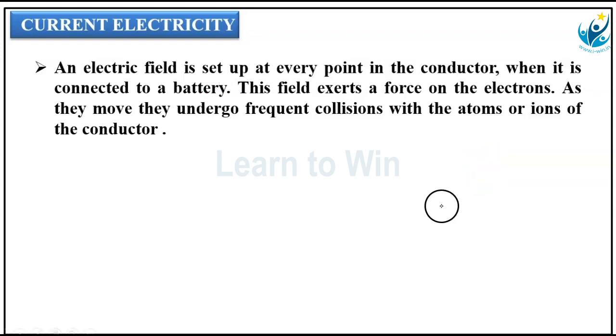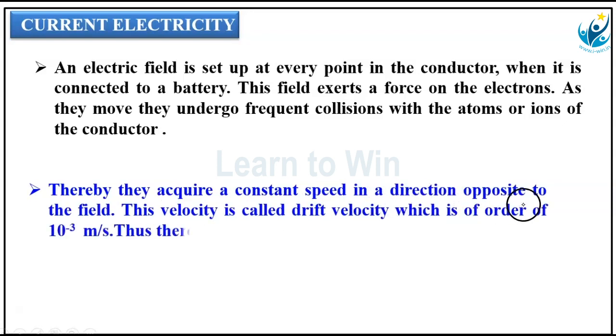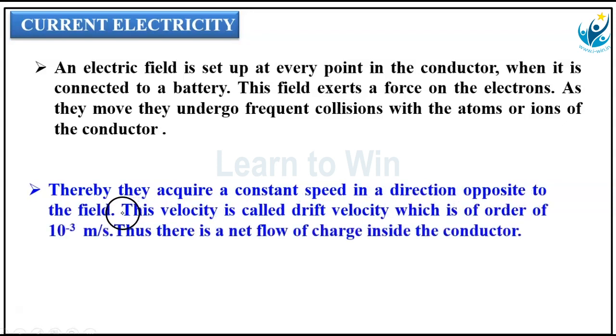Before the application of the electric field, the average velocity of all free electrons in a conductor is 0. Now, after applying the electric field, they acquire a constant speed in a direction opposite to the field. This constant speed is called the drift velocity. The drift velocity is of the order of 10⁻³ meter per second. Thus, there is a net flow of charge inside the conductor. This all occurs when we apply some external electric field.